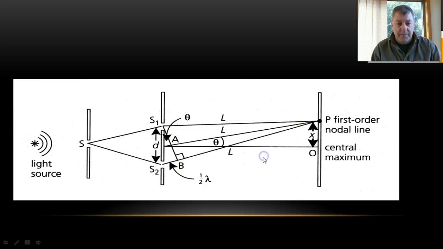So we should be fairly familiar with the geometry of two source interference, where you have a distance between the slits, you have a distance from the slits to the screen, and then you have usually a distance from the central maximum to whatever point you're interested in. And through that we can work out the path difference.